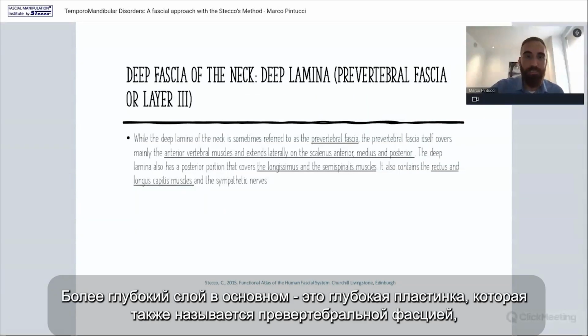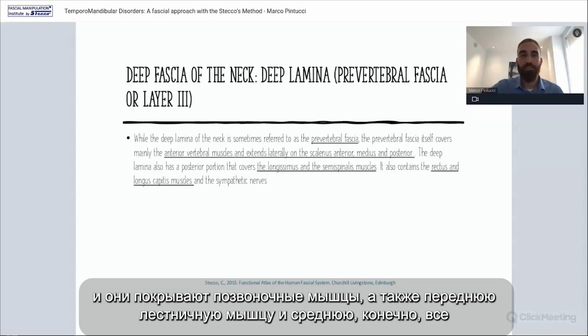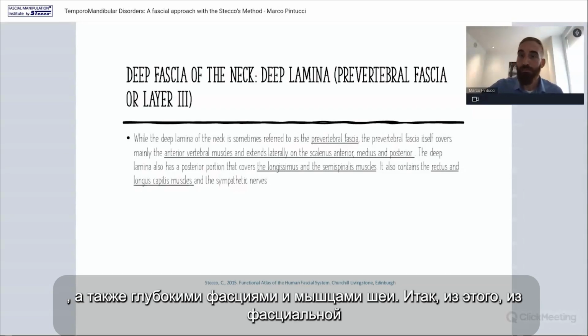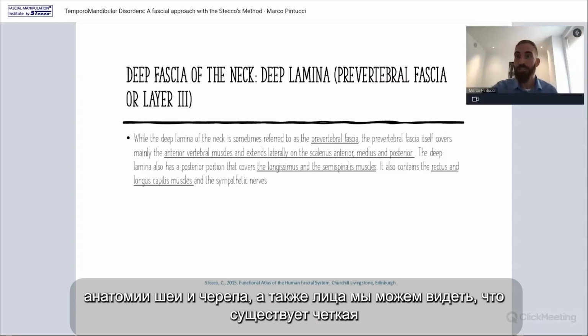The deeper layer basically is the deep lamina, also referred to as the prevertebral fascia, and it covers the vertebral muscles and also the scalenus anterior, medius and posterior, all the scalene muscles. The posterior portion basically covers the muscles of the retrospinal region, the longissimus, the semispinalis muscles, and also the deep muscles of the neck.